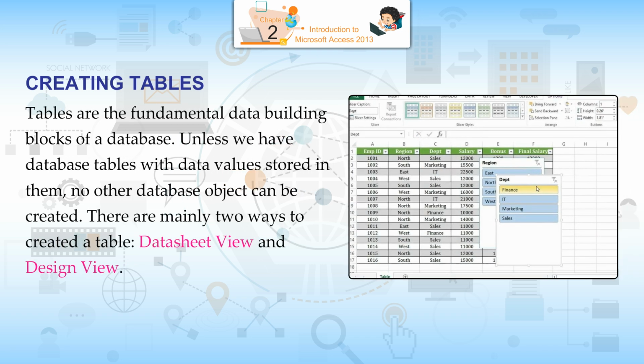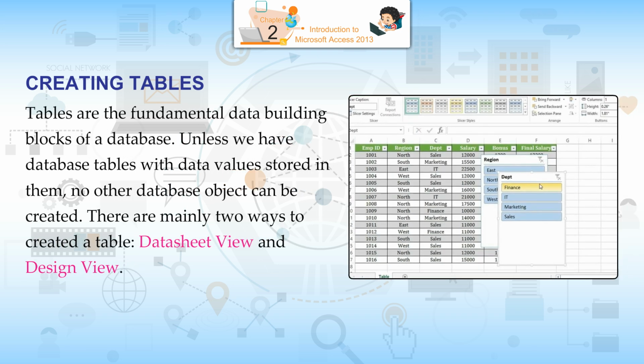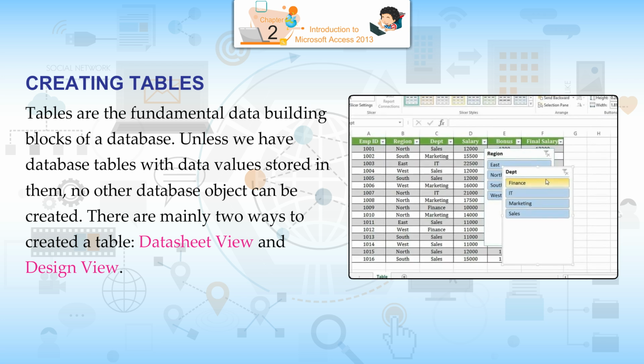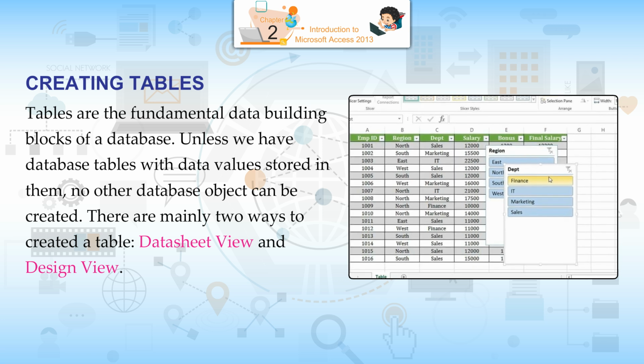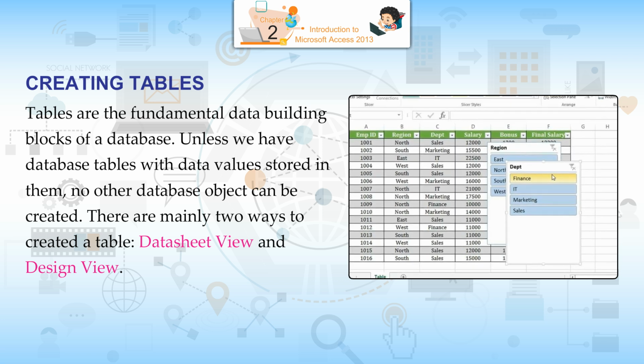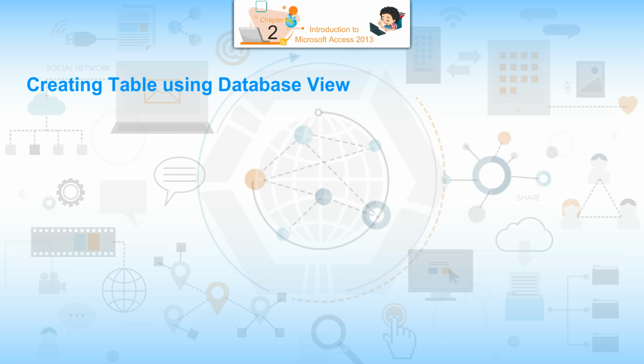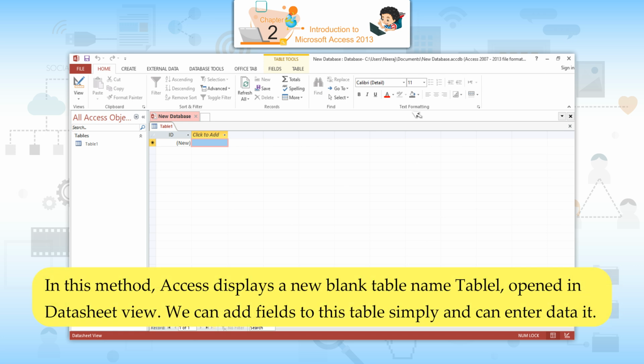Creating tables. Tables are the fundamental data building blocks of a database. Unless we have database tables with data values stored in them, no other database object can be created. There are mainly two ways to create a table. Creating table using datasheet view. In this method, Access displays a new blank table named Table 1 opened in datasheet view. We can add fields to this table simply and can enter data in it.